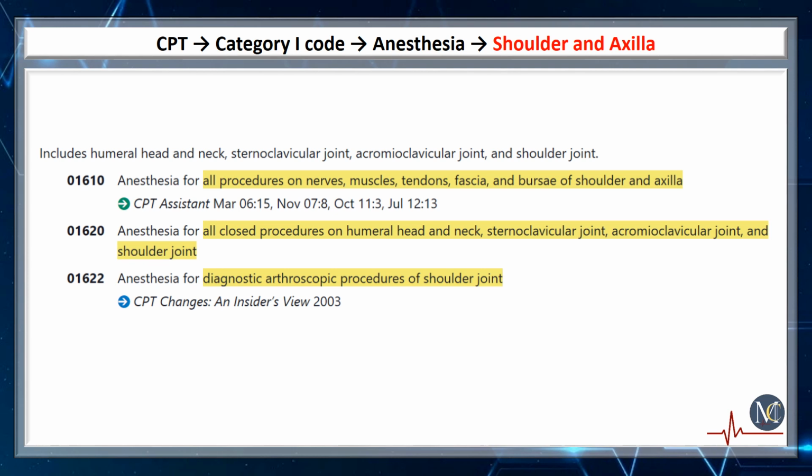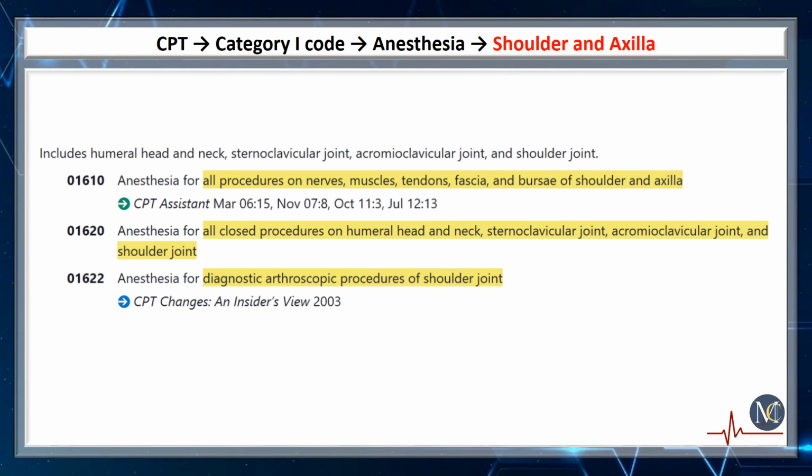First code is 01610. Anesthesia for all procedures on nerves, muscles, tendons, fascia, and bursae of shoulder and axilla. Next code is 01620. Anesthesia for all closed procedures on humeral head and neck, sternoclavicular joint, acromioclavicular joint, and shoulder joint. Next code is 01622.